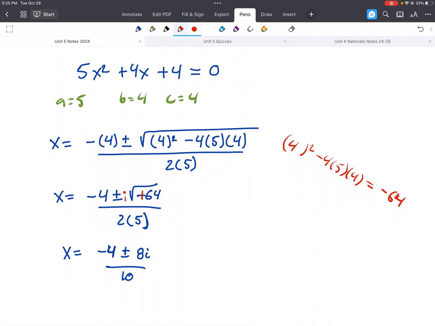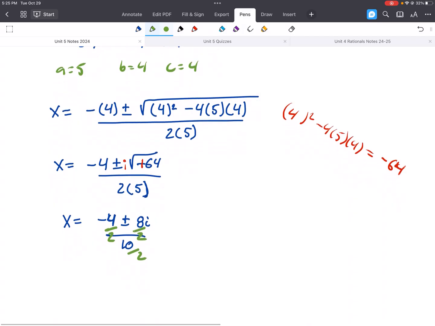And then we'll check those three things. What can we divide 4, 8, and 10 by? Okay, we don't really care about the sign because we'll still be able to divide it. So what we can divide them all by here is 2. Looks like most of the time it's a 2, but it could be something else. Okay, so our final answer would be x equals negative 2 plus or minus 4i over 5.